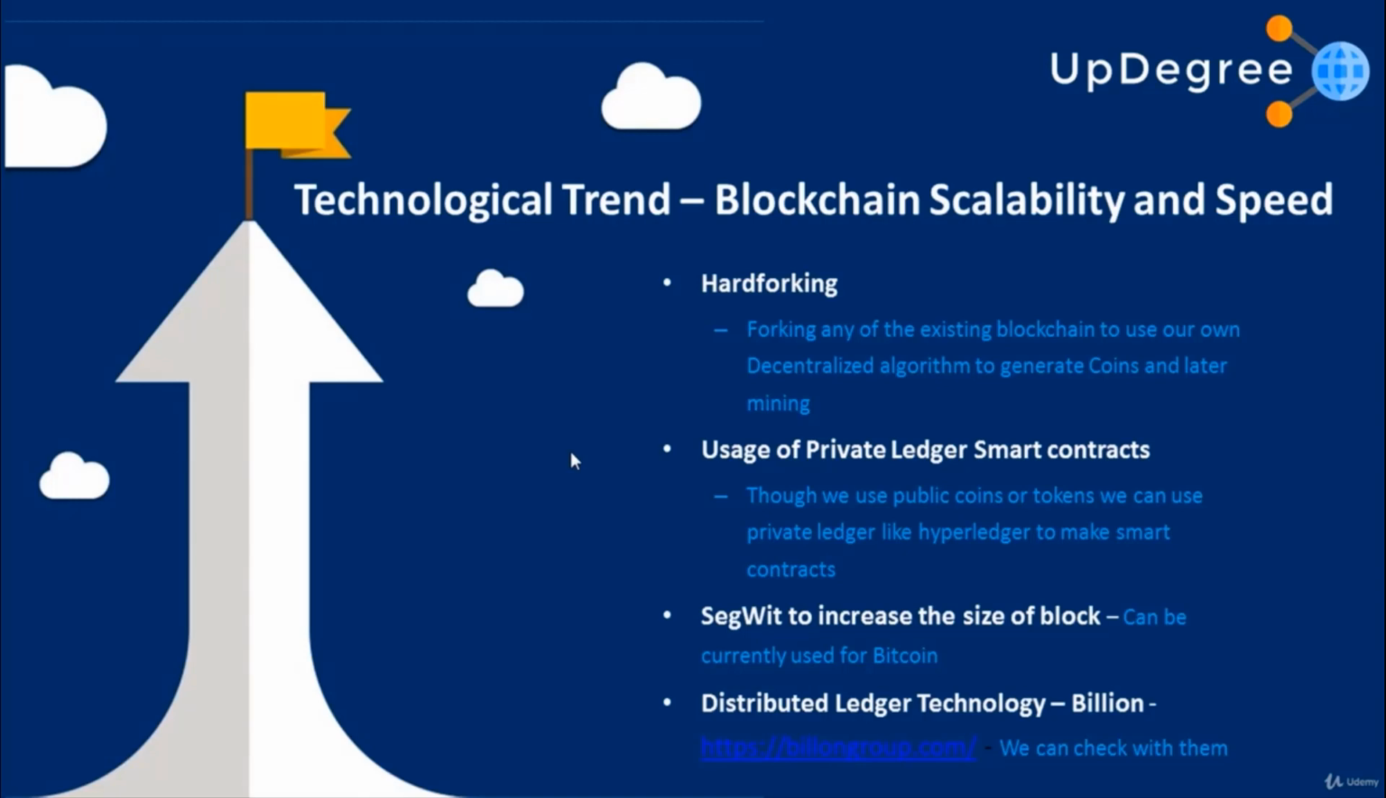And there's one new technology called Billion Group. It's very, very interesting. We should be checking with them. The transparency, the speed, the kind of transactions that happen in this are very, very good. So if you look at how blockchain is getting scale and speed, your first trend is hard forking. The second is more usage of private ledger. Then they are using tools like SegWit to increase the size of the block, and the last one is basically real-time groups like Billion Group. So these are some of the methods that next generation technologies are trying to use.